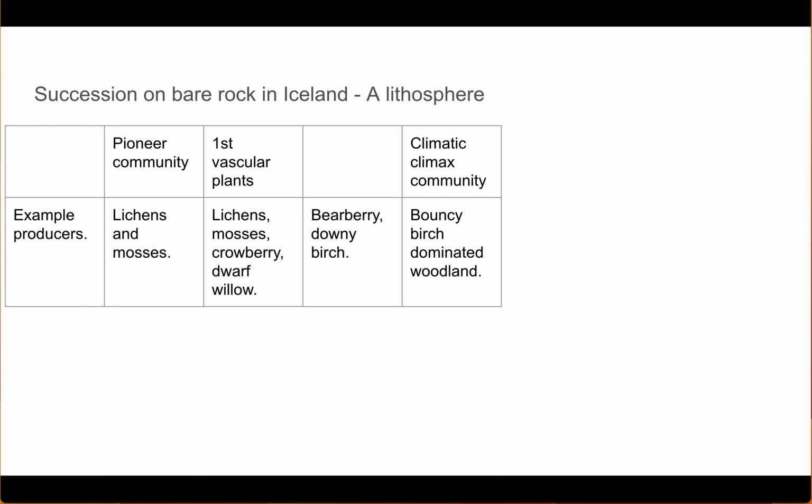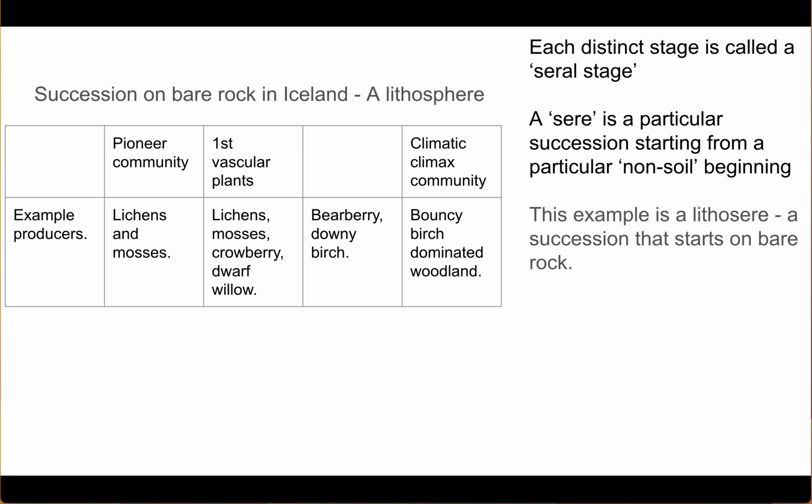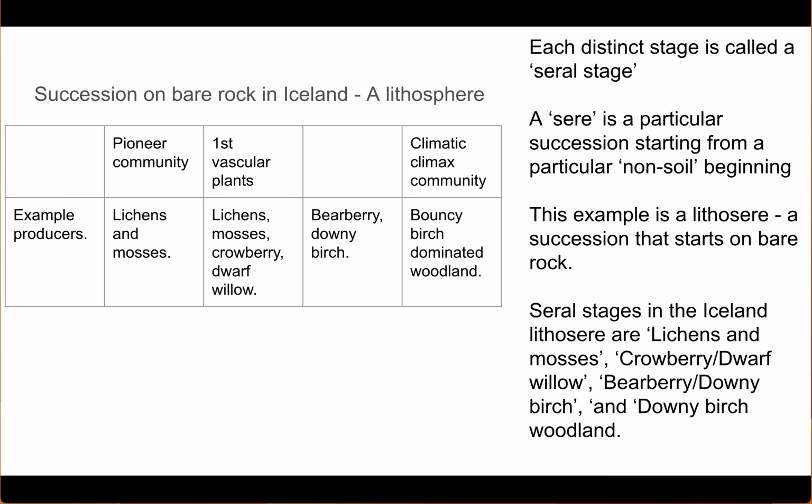All right, so once again, here it is then. This is the lithosere succession that starts on bare rock. So each stage is called a seral stage. The whole thing is called a sere, meaning a particular succession. This one is a lithosere, a succession that starts on bare rock. And the seral stages here are often named after the plants: lichen and mosses, which are the pioneers, crowberries and dwarf willows, which is the next phase, then bearberries and downy birch, which is the next phase, and then eventually we reach the downy birch woodland, the last seral stage, which is the climatic climax community.